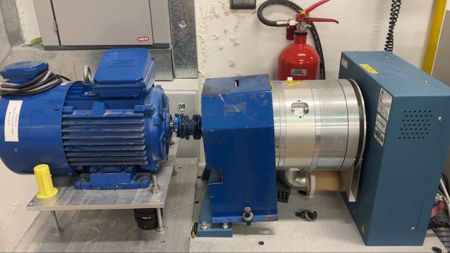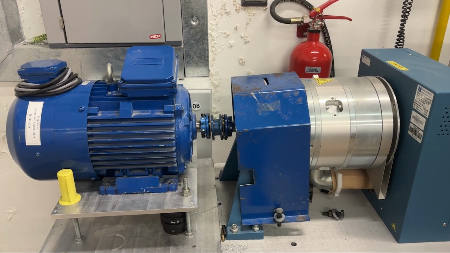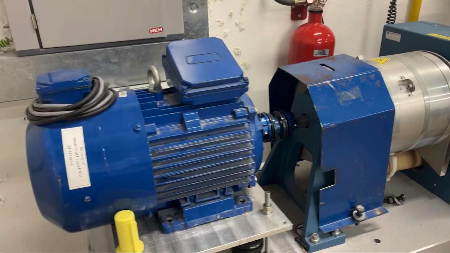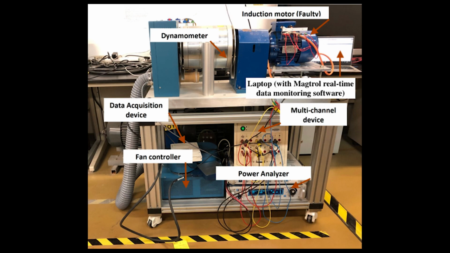The experimental setup consists of the dynamometer on the right side, which controls the torque directly, as you can see through the physical connection in between with the coupling, and the bearing load connection is observed through this equipment.